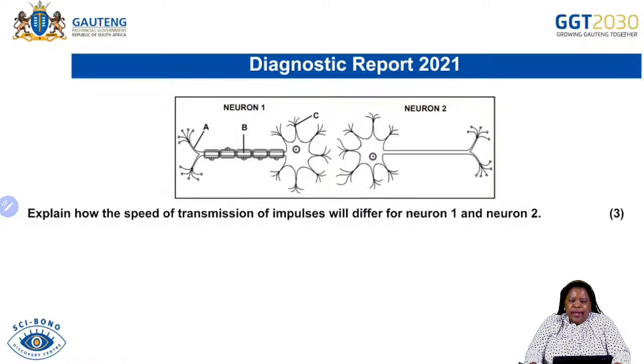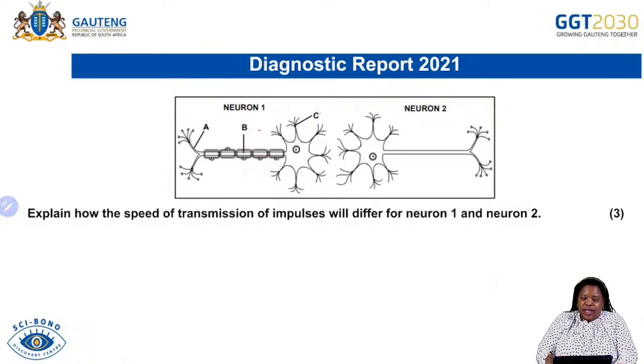Okay? Now, in the diagnostic report 2021, with the diagnostic report, remember we are looking at the way you are attempting your questions, the way you are responding to the questions given, right? Now, this is neuron 1, this is neuron 2. Okay, we've got the labels there, A, B, C. Remember when we started, we looked at the parts of the neurons, the cell body, the dendrite, the axon, the myelin sheath, stuff like that.